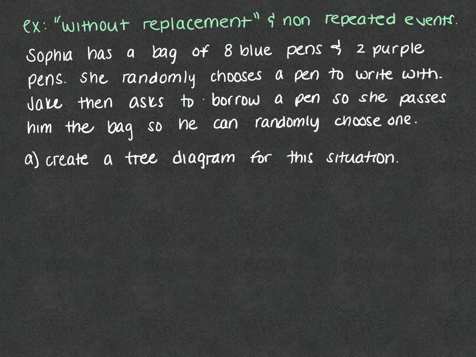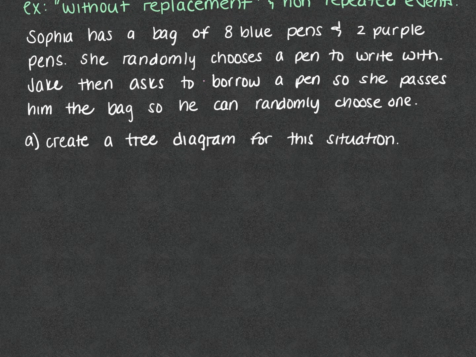So now let's look at an example without replacement. Sophia has a bag of 8 blue pens and 2 purple pens. She randomly chooses a pen to write with. Jake then asks to borrow a pen, so she passes him the bag so he can randomly choose one as well. So now we're going to create a tree diagram for this situation.